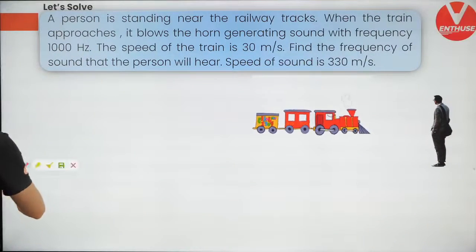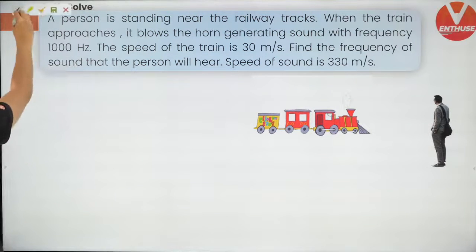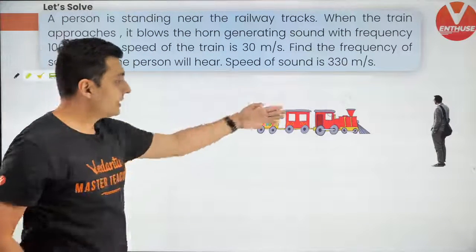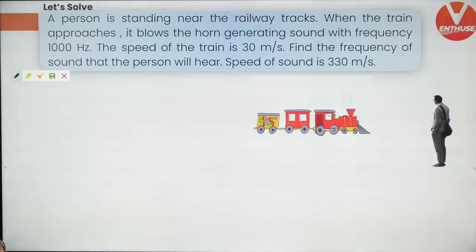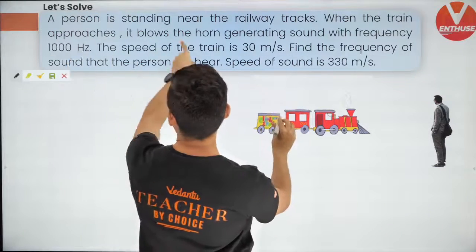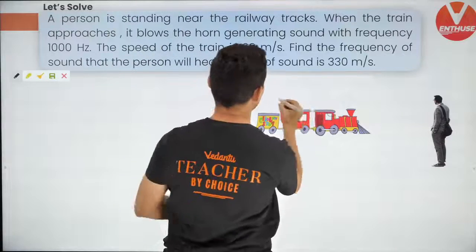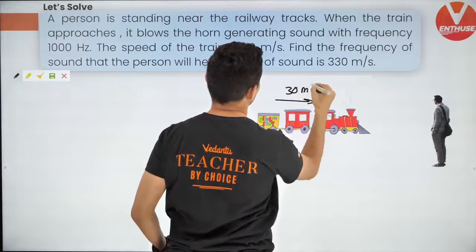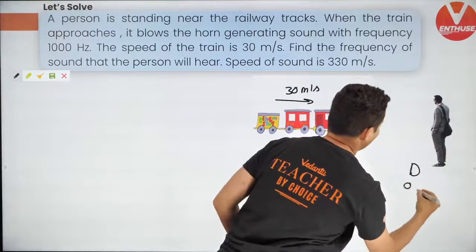Okay, now here it comes. This train is moving. Look at that. The question is, what is the frequency heard? So let's write down all the relevant information. The speed of the train is 30 meters per second. This is the detector at rest.